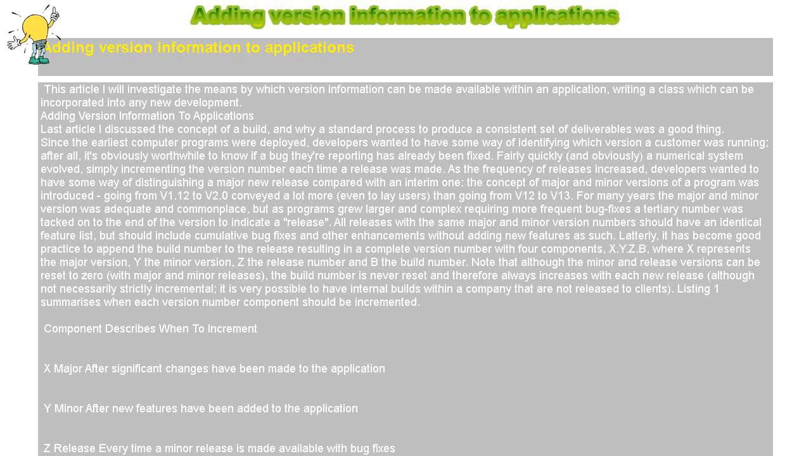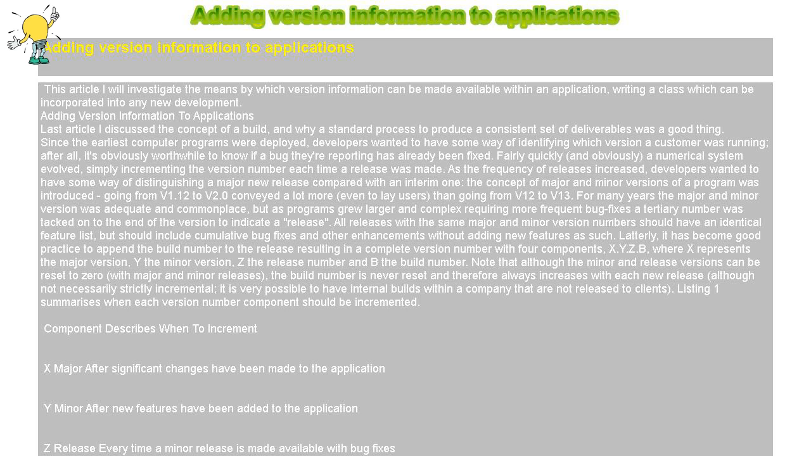Latterly, it has become good practice to append a build number to the release, resulting in a complete version number with 4 components: X.Y.Z.B, where X represents the major version, Y the minor version, Z the release number, and B the build number.